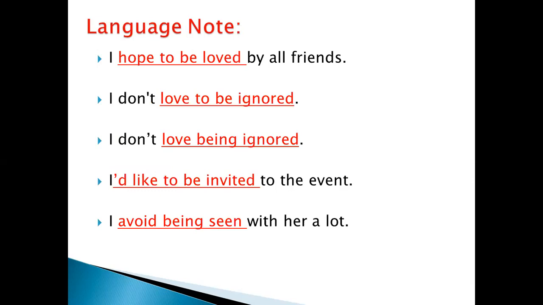Another one, I'd like to, would like to. When you see would like to, plus be plus past participle. As you see in the example, I'd like to be invited to the event. The last example here, I avoid. Avoid is a verb which is followed by gerund, verb plus ing. So I avoid being plus past participle.